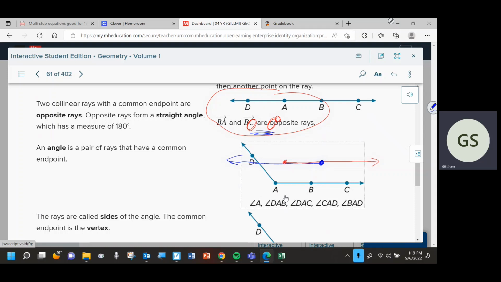So the point that they have in common, basically the point they share, or if you want to go back to when you first learned all this stuff, the corner. Vertex is the corner. But it's the point they have in common. That's really what the vertex is.